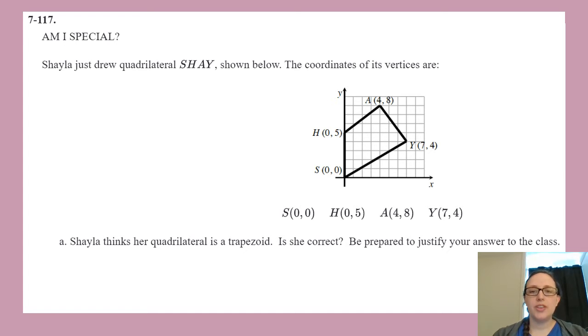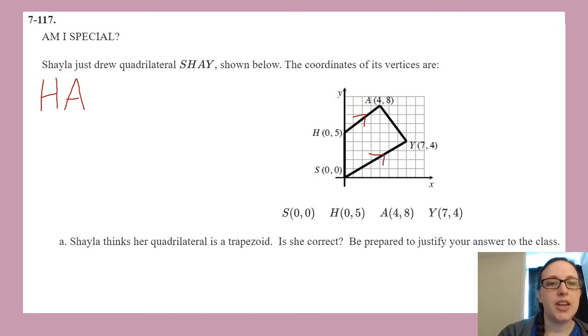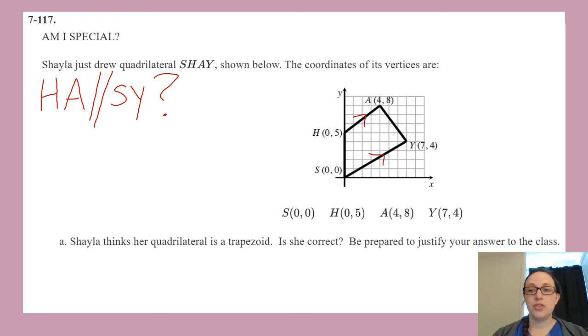We're going to see if this quadrilateral, 4 sides, is a trapezoid. So I look at this and I think it kind of looks like this line might be parallel to this line. So we're going to answer the question, is HA parallel to SY? So remember, in order to do this, we need to find the slopes. If the slopes are equal, then they are parallel to each other.